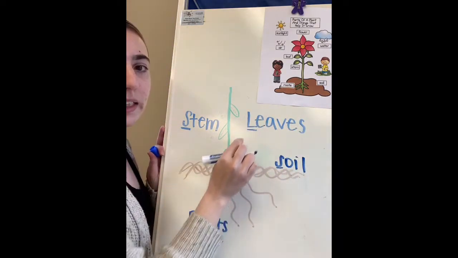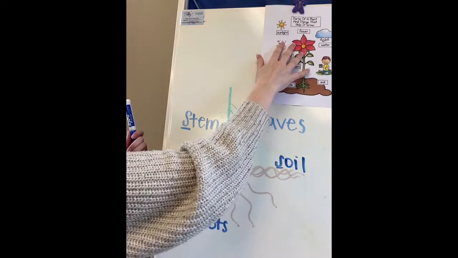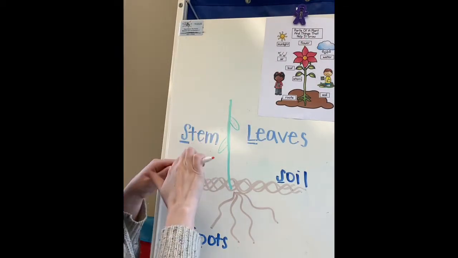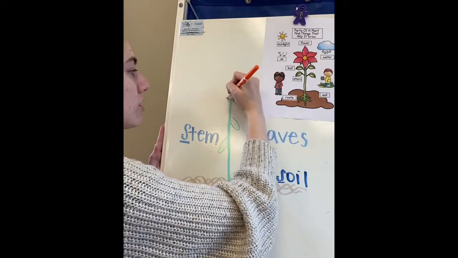What letter does leaves start with? L, right? Okay, my friends. So Miss Meisch doesn't have yellow, but we're going to use orange. So we are going to draw, just like in this picture, a circle at the top.